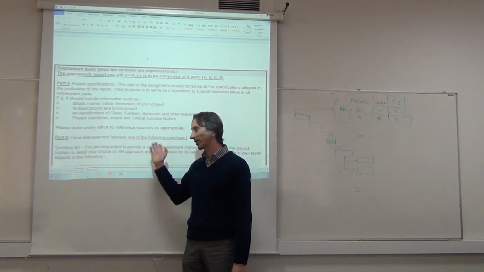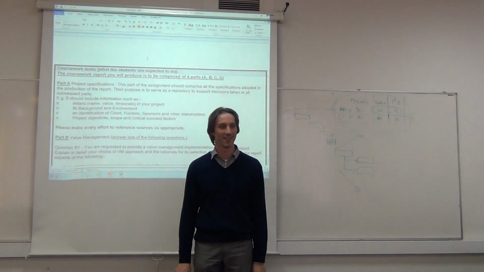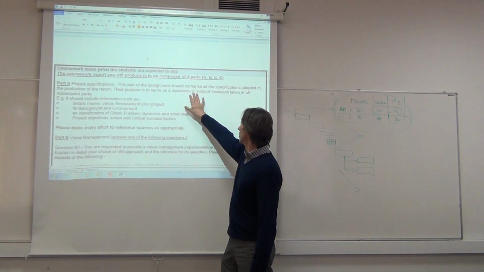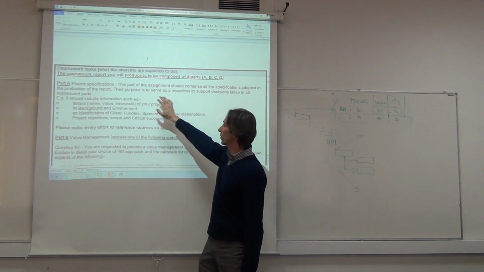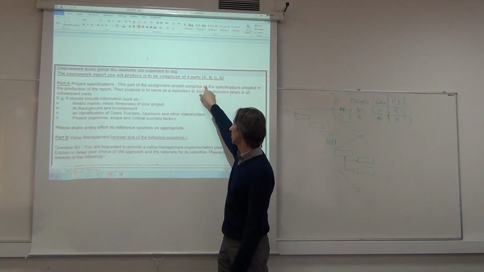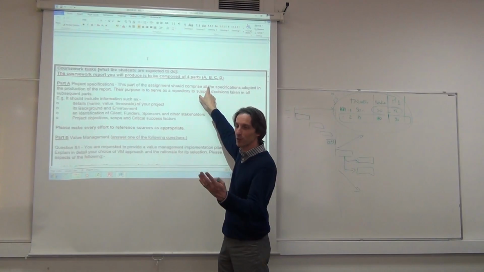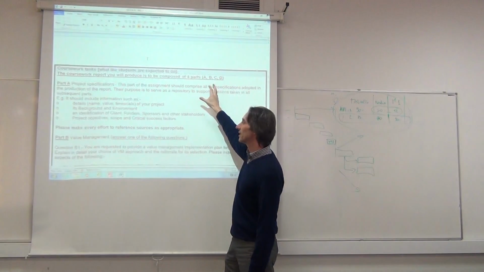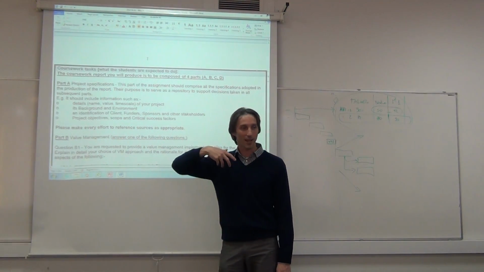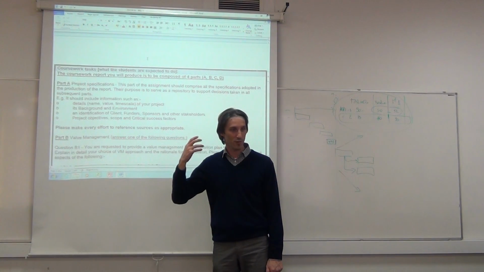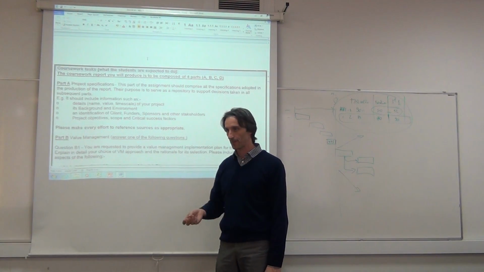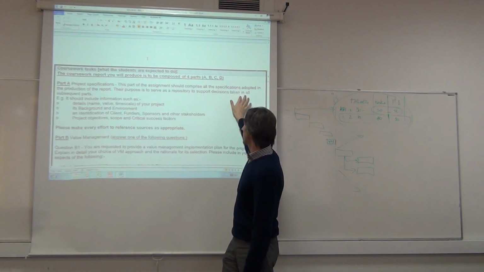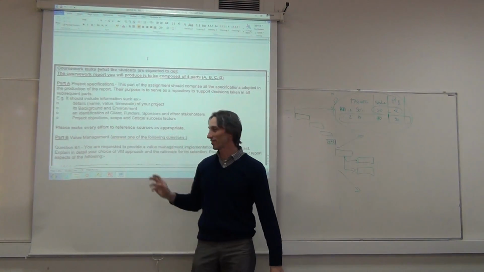I should probably write it down like that in next year's iteration, but that's what I want. So this part of the assignment should comprise all the specifications adopted in the production of the report. Probably that's not the best wording ever. It's not all the specifications, that would be a substantial amount of work. No, it's all the information that you think will have an impact in terms of value and risk. Their purpose is to serve as a repository to support decisions taken in all subsidiaries. So yeah, I kind of improved on that a little.